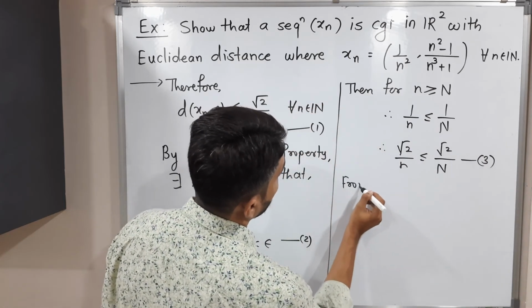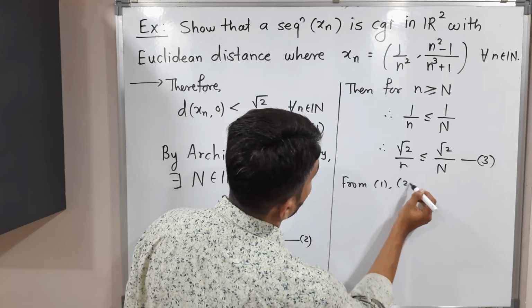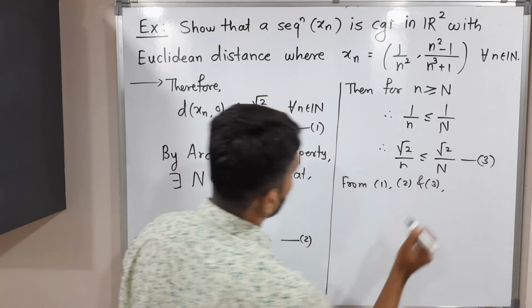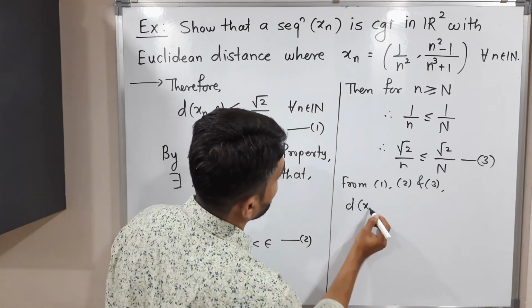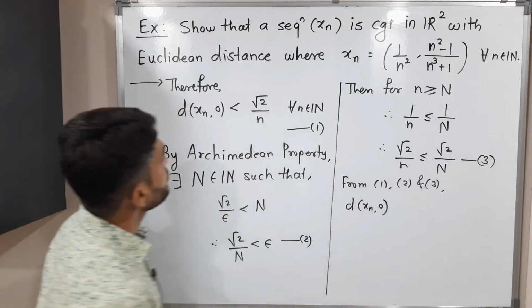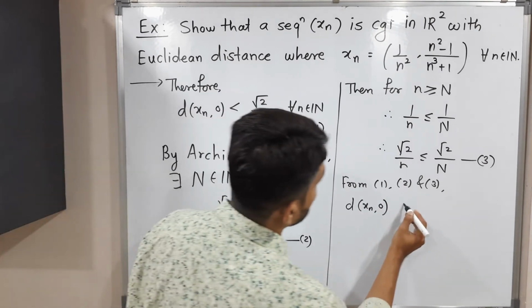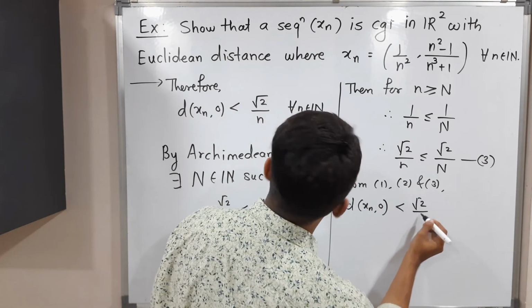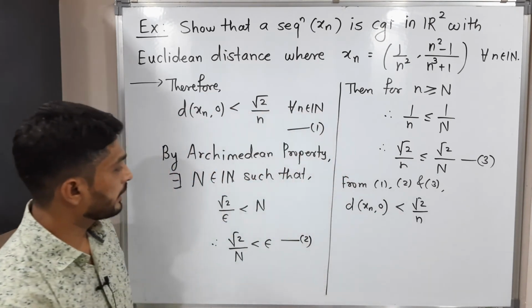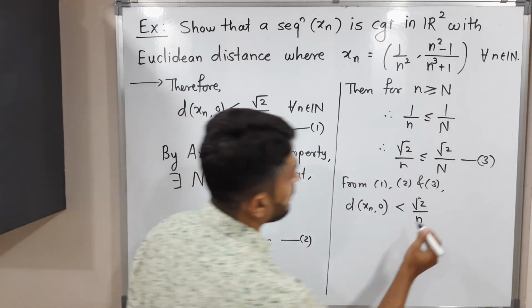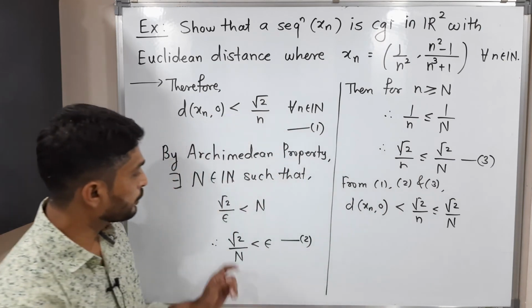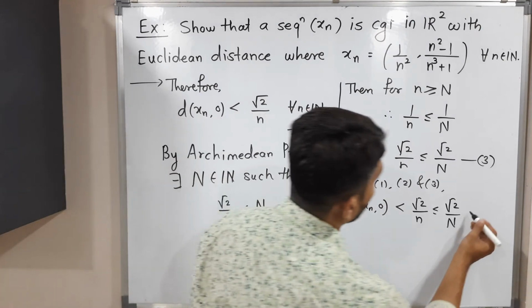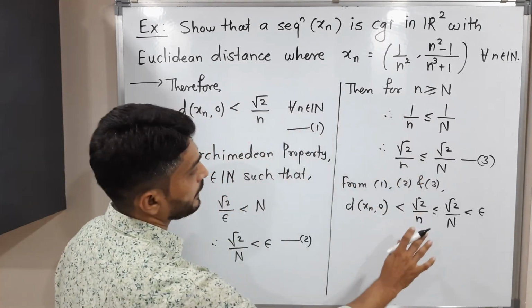So let us combine 1, 2 and 3. Let us see what will happen. So we have started with this one, d of xn comma 0. So we have got this is less than root 2 by n, right? And see, root 2 by n is less than or equal to root 2 by capital N, and root 2 by capital N is less than epsilon. Okay, so from 1 to 3 we have got this one.